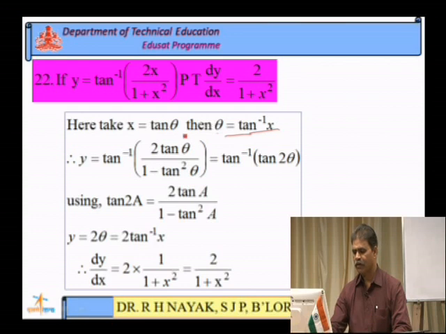You substitute in place of x tan theta, y is equal to tan inverse of 2x, x is what? Tan theta, divided by 1 minus tan square theta. This 2 tan a by 1 minus tan square a is what? It is tan 2a, therefore it becomes what? Tan inverse of tan 2 theta. Finally, it is 2 theta, therefore 2 theta is 2 into tan inverse x. The differentiation of tan inverse x is 1 by 1 plus x square, hence it is 2 divided by 1 plus x square.